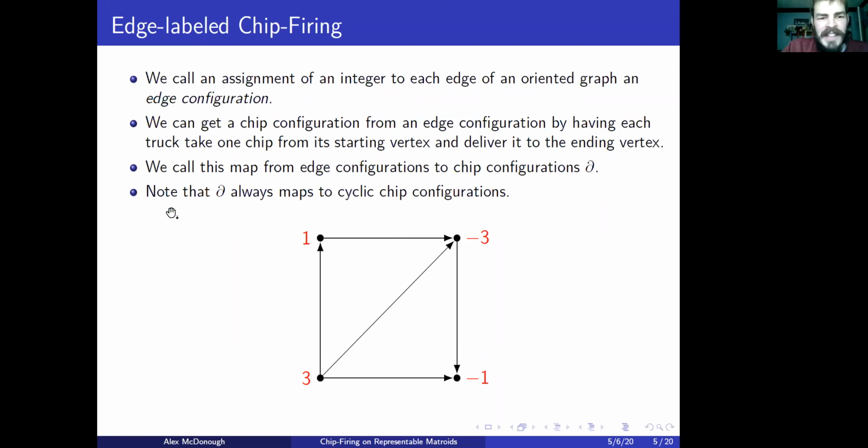So something that we can note is that this boundary map is always going to map to cyclic chip configurations, which remember means there's a total of 0 chips. So in this example, we see that there's a total of 0 chips. And the reason for this is because each truck is going to put a chip somewhere and then put a negative chip somewhere. So each truck is actually having no effect on the total number of chips.